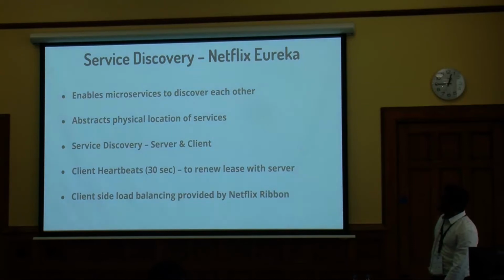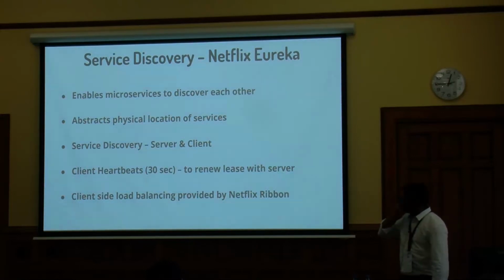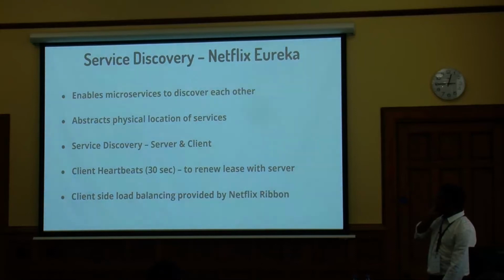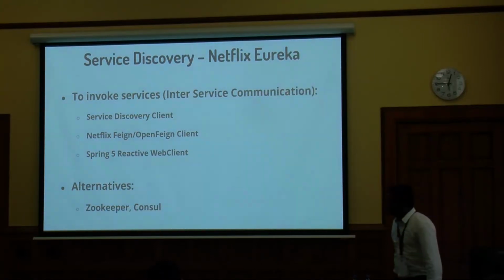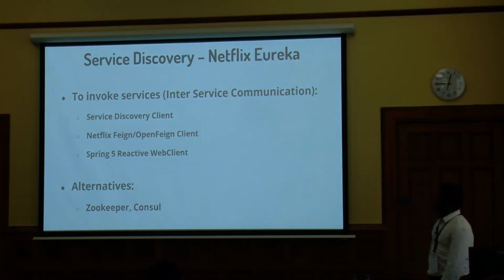So next is service discovery. It enables microservices to discover each other, and abstracts the physical location, the server and client. Here the client heartbeats, so every client will register itself with the microservices, and there is also support provided by load balancing. If you need to do inter-service communication, you have the service discovery client, with 3 options: Netflix Feign or OpenFeign client, and the latest is the Spring Web client. It's an alternative to Netflix Feign. It's a reactive, non-blocking option. Other alternatives, like I said, are Zookeeper and Consul.